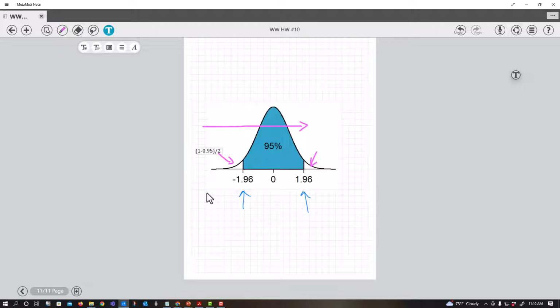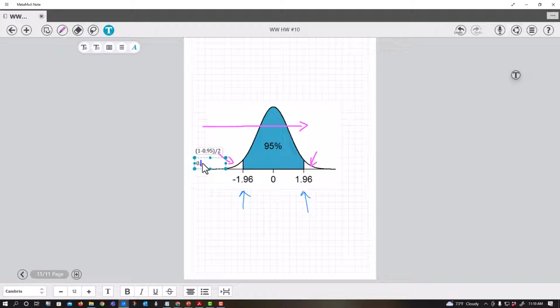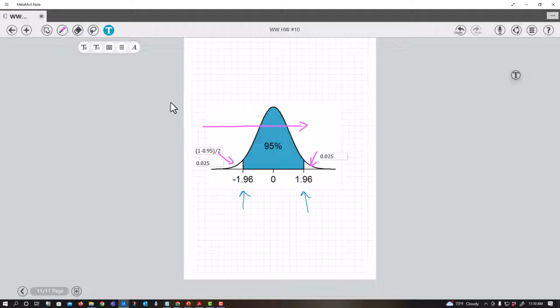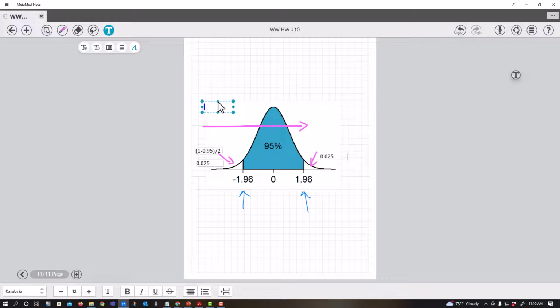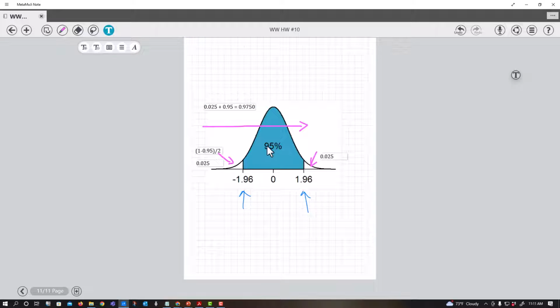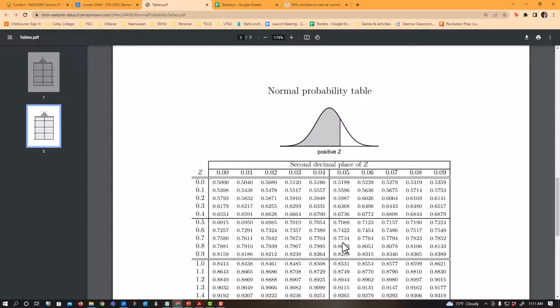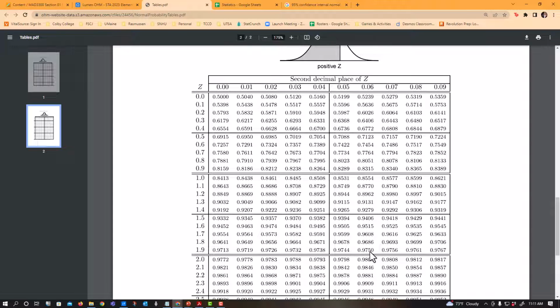So if you pick your calculators up and you do 1 minus 0.95 and then you divide it by 2, you see that that is 0.025, which is also this area, 0.025. So when you're looking up in a table, you're actually looking up this entire probability, which is 0.025 plus 0.95, and that is what you need to type into Google Sheets or what you're actually looking up in here. So see the 0.9750? That's why it's the 1.96.